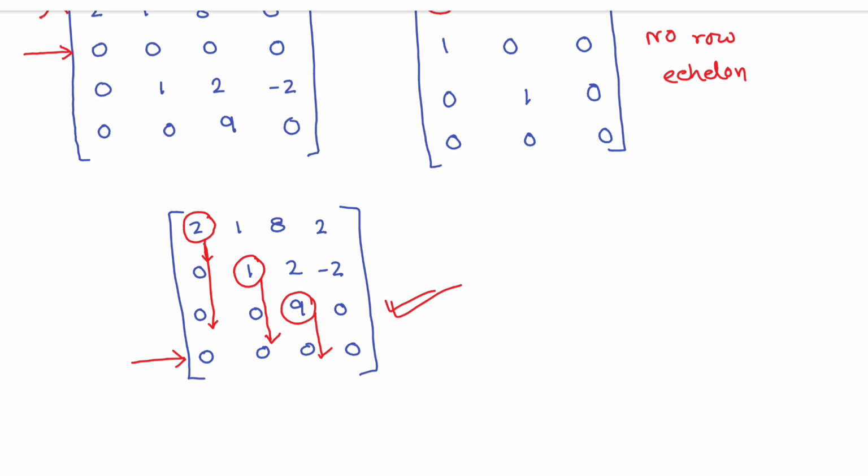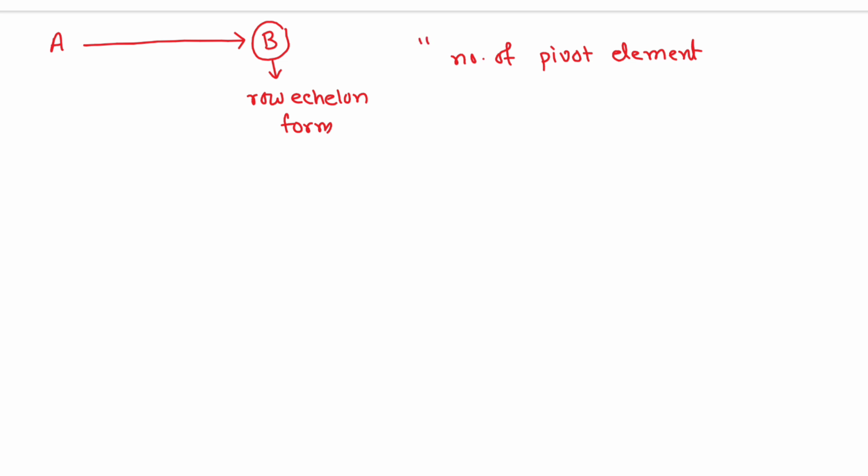Now there is a huge application of row echelon form. Using this row echelon concept you can easily find out the rank of the matrix. How? Suppose we are given a matrix A, and first step is you have to convert the matrix A to the matrix B, and this matrix is in row echelon form. Now in this row echelon matrix, number of pivot elements represents the rank of the given matrix, rank of A. Okay, the number of pivot elements in B implies rank of A.